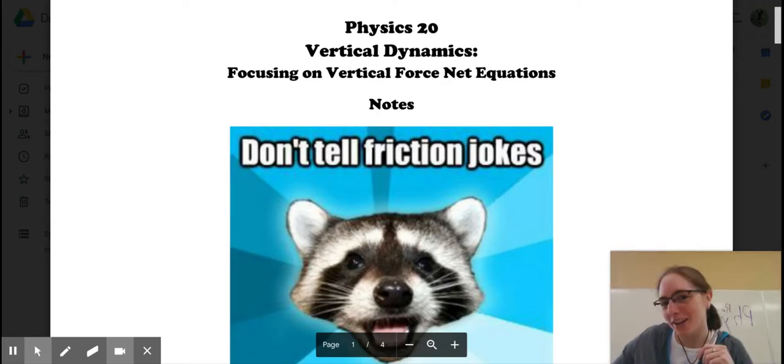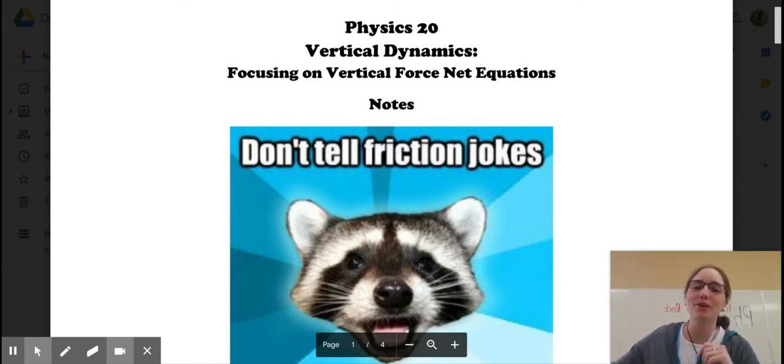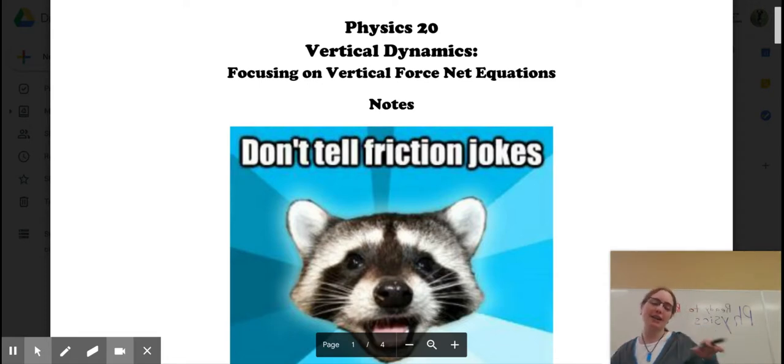So today, Physics 20, we are going to look at our vertical dynamics. Last day we focused on our x-axis, and now we're going to be focusing on our y-axis. When we're looking at vertical dynamics, we're going to be looking at a couple of different forces. Force of gravity, absolutely. And remember how we talked about our normal force last day? We'll be talking about that again today. And we're also going to talk about a cool new force called tension, which is going to be a variant of force applied. So those are things we're going to be looking at today.